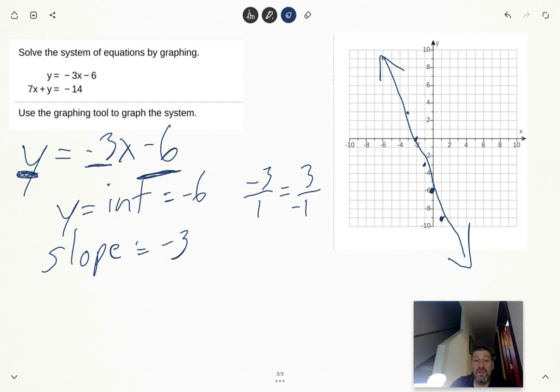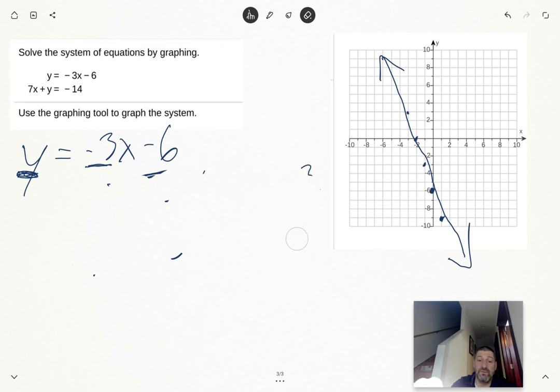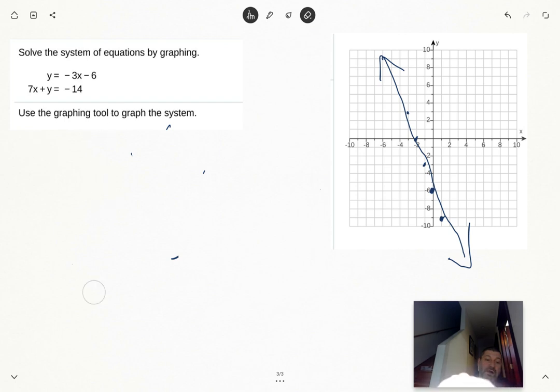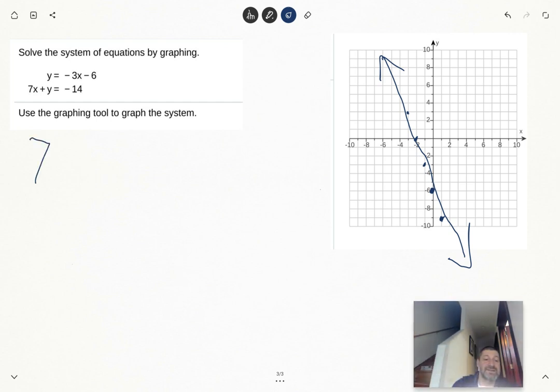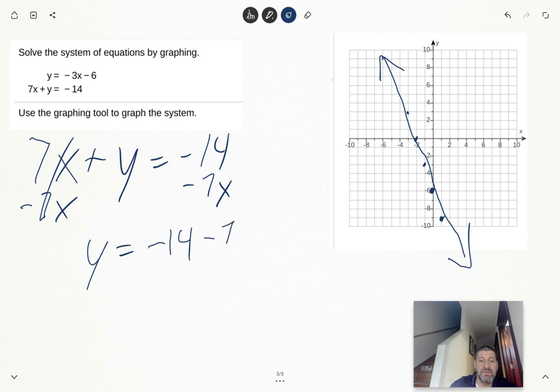Okay, so the other equation, I'm going to make a little room here. It's going to take a little bit more work. We've got to solve for y in this case. So 7x plus y equals negative 14. I'm going to subtract 7x from both sides, and that's gone. That leaves us with y equals negative 14 minus 7x.